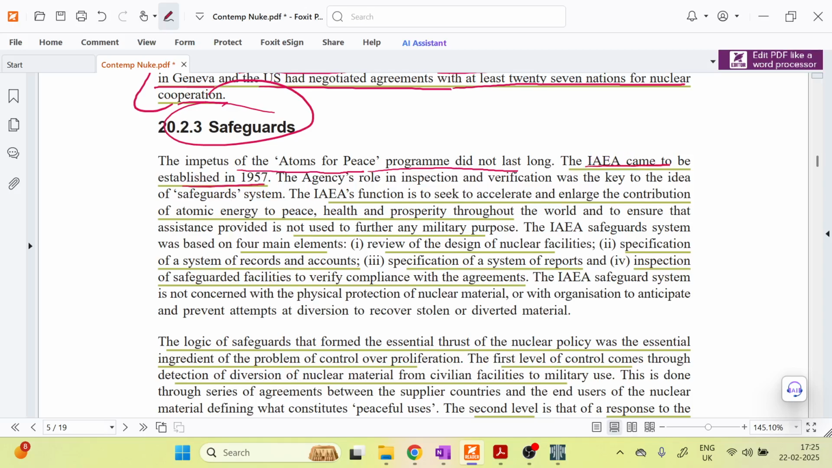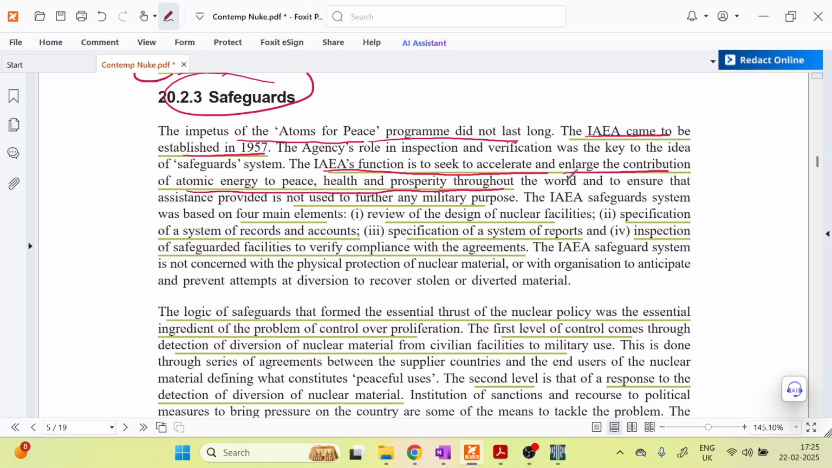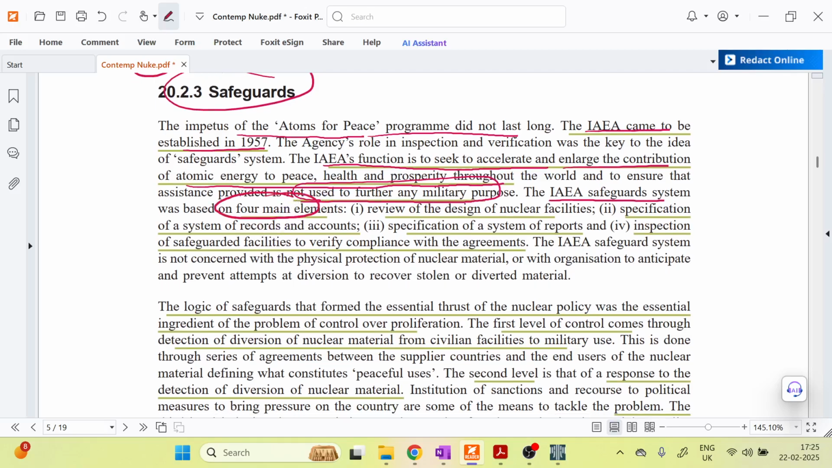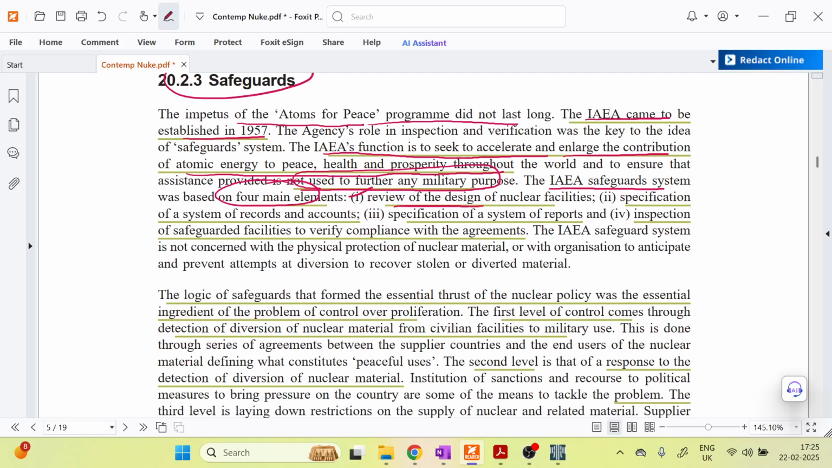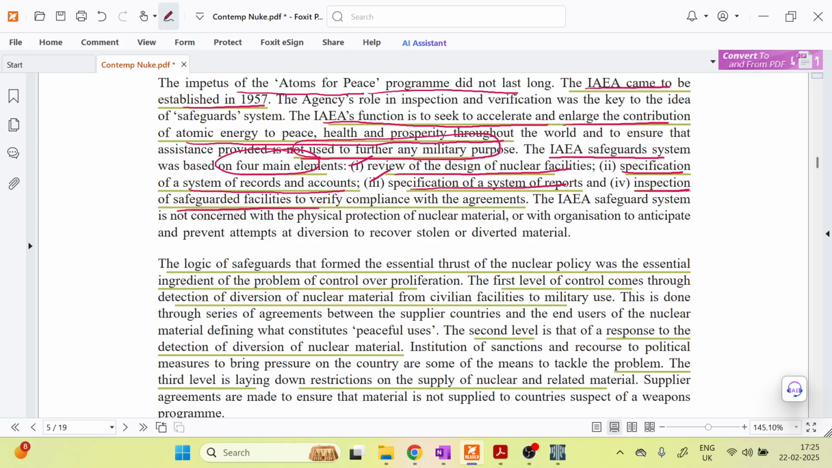The agency was established in 1957. The agency's function is to seek to accelerate and enlarge the contribution of atomic energy to peace, health, and prosperity throughout the world, and not to be used for any military purpose. So this agency, the IAEA, put in some safeguards which were based on four elements. First, the review of design of nuclear facilities. Second, the specification of a system of records and accounts. Third, specification of a system of reports. And fourth, inspection of safeguarded facilities to verify compliance with the agreement.